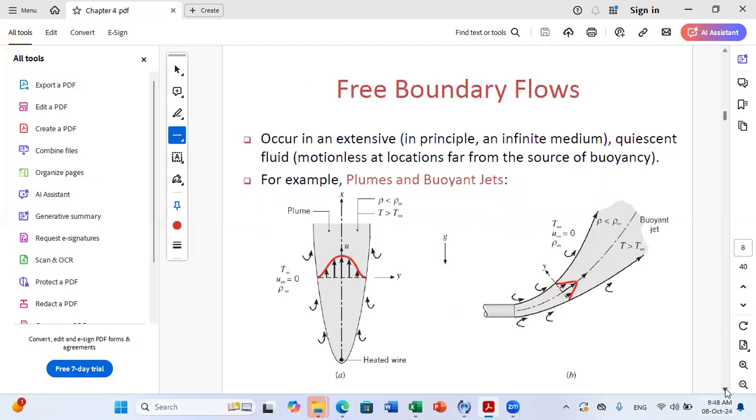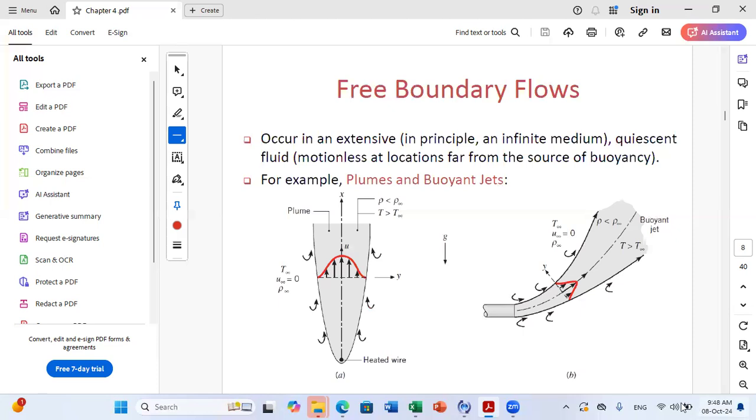Any question on this? No. Okay. Now, whenever we talk about free convection, we can introduce what we call free boundary flows. Free boundary flows occur in an extensive, in principle infinite, medium that is a quiescent fluid, motionless at locations far from the source of buoyancy.